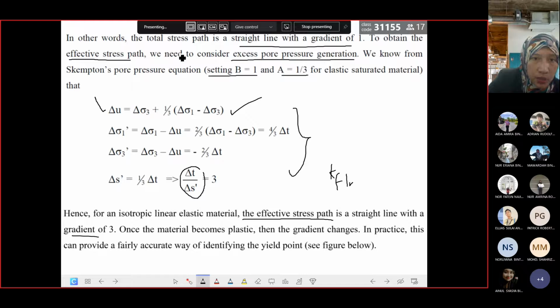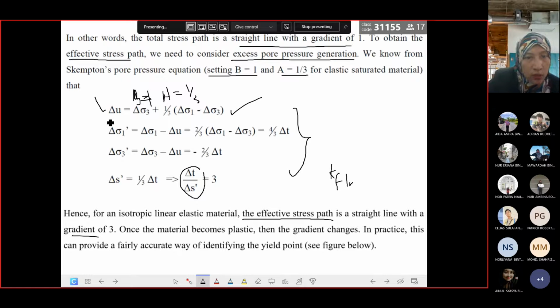So in other words, the total stress path is a straight line with the gradient of 1. To obtain the effective stress path, we need to consider excess pore pressure generations. So from the Skempton, setting B is 1 due to fully saturated and the A is 1/3 for elastic saturated material. So you take the final equations here. This one is B, here is A. So nampak kat sini B kita sama dengan 1, kita punya A sama dengan 1/3.